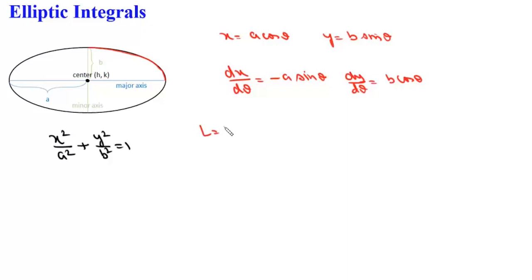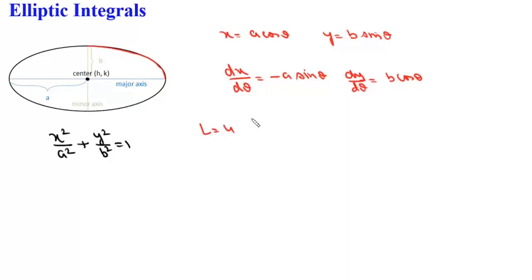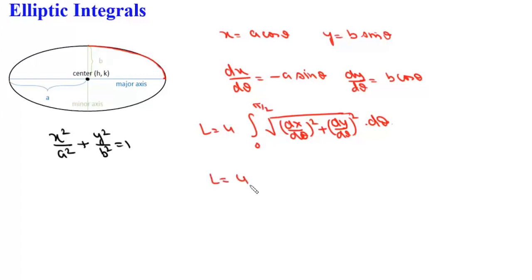Now we can write this length as 4 times the arc length integral under root of dx upon d theta square plus dy upon d theta square into d theta, where theta varies from 0 to pi by 2. So it'll be 4 times the integral from 0 to pi by 2 under root of, now dx upon d theta is minus a sin theta, so it'll be a square sin square theta plus dy upon d theta is b cos theta, so there will be b square cos square theta d theta.